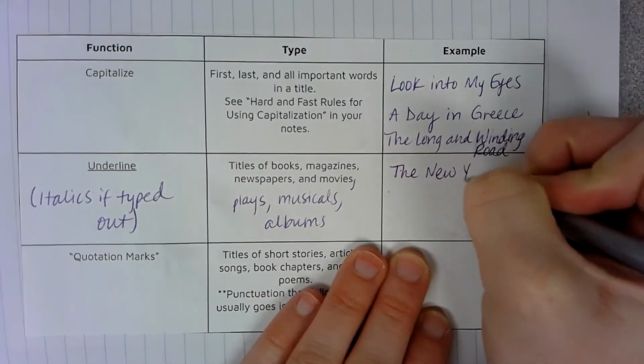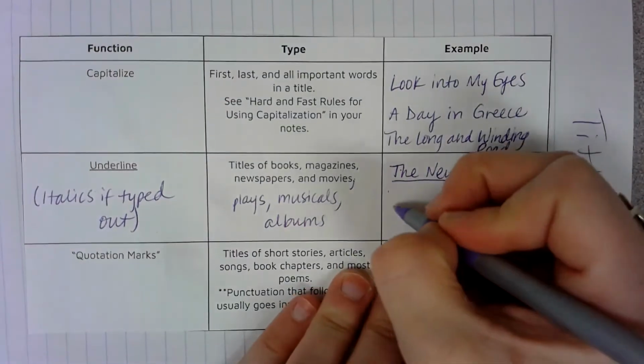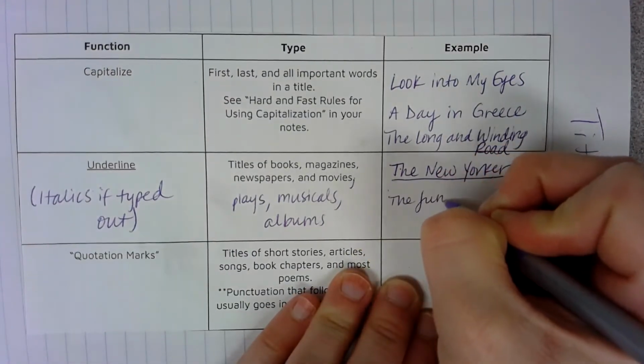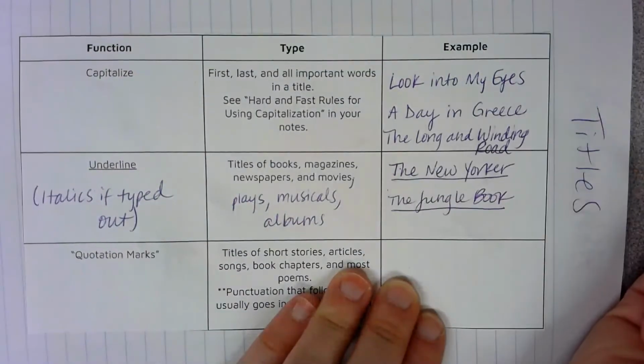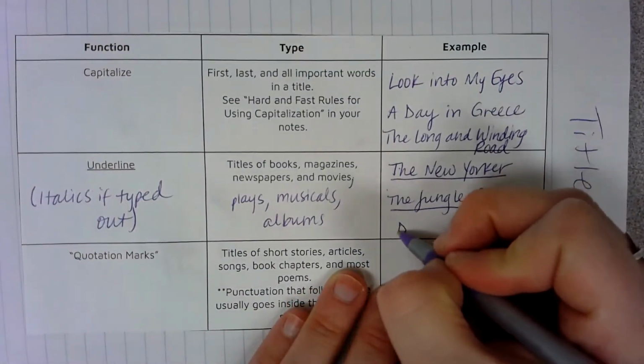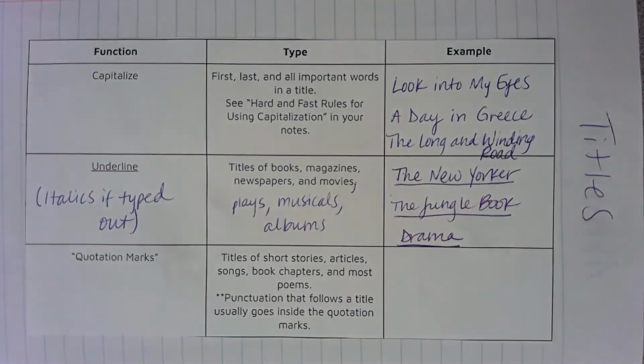Okay, so here are a few examples, and I'm going to underline them because I'm writing them. The New Yorker magazine, The Jungle Book, the story or a book, and then drama is a book also. Okay, so we're going to underline them there.